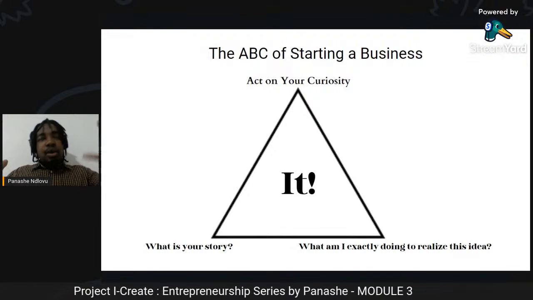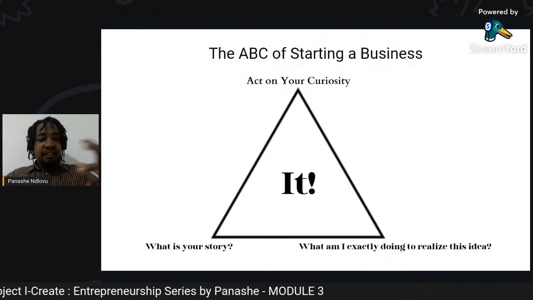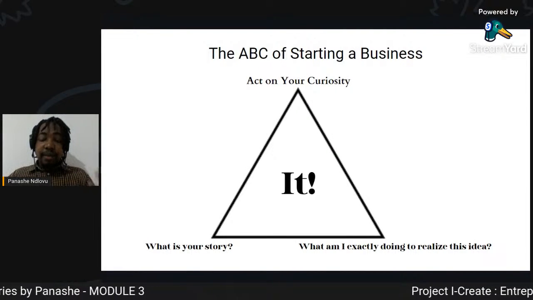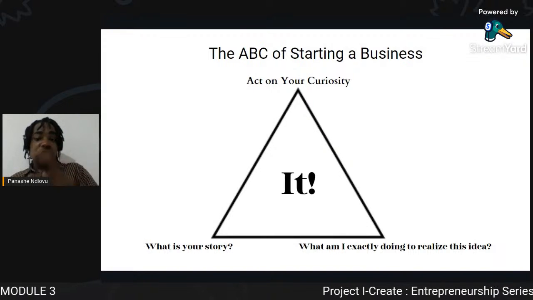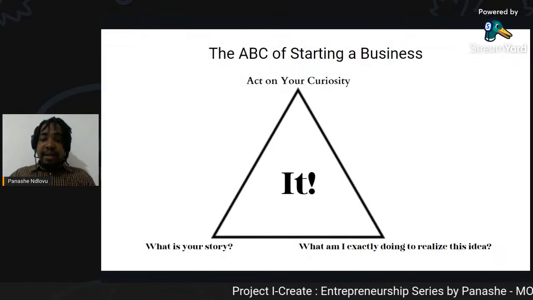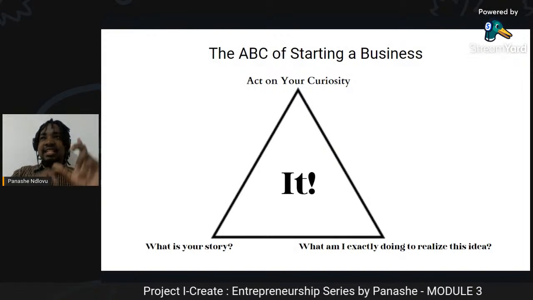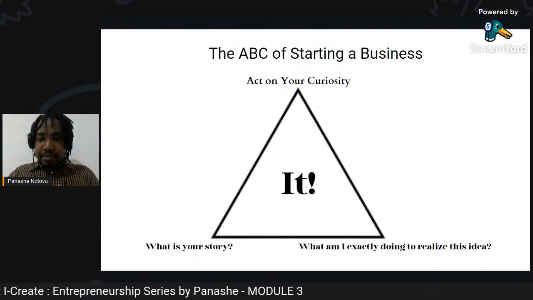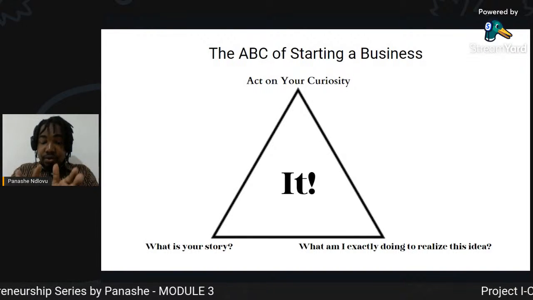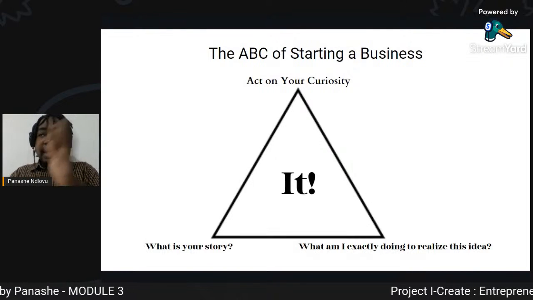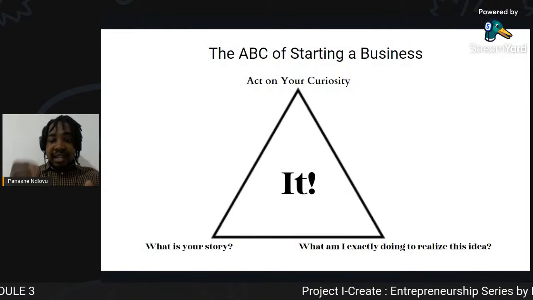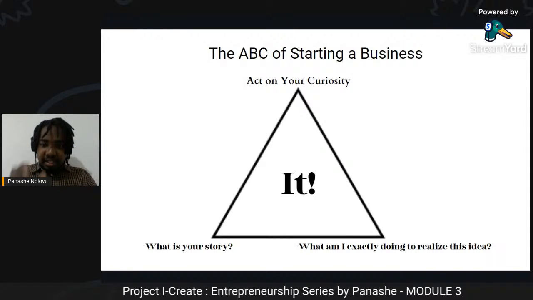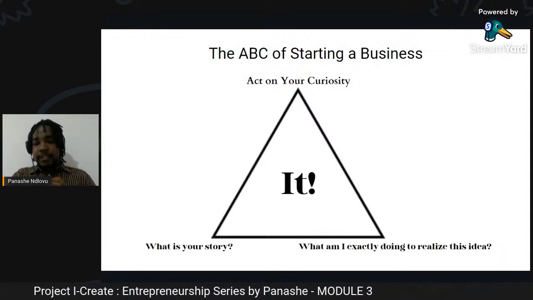The way that you might start a business might differ. The way your friend might start may be different from the way you're going to start, right? But there is some element of commonality when it comes to starting something, when it comes to implementing an idea, bringing an idea to life. And this is the ABC part of it, right?